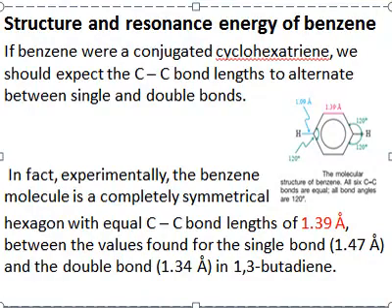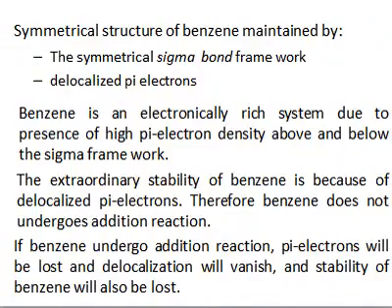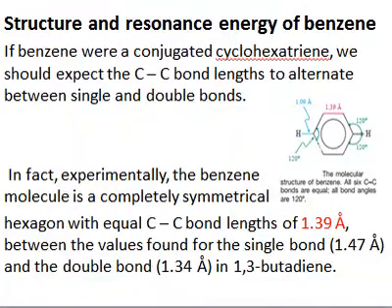So this carbon-carbon bond length is intermediate between a true single bond and a true double bond. We say that in the benzene ring, the bonds between carbon and carbon are not true single or true double bonds, but instead all of the bonds are the same and intermediate between single and double bonds. So benzene is a symmetrical system, and this symmetry is maintained by the sigma framework, which is forming the single bond system, and also by the pi electrons. These pi electrons form a cloud above and below the benzene ring.